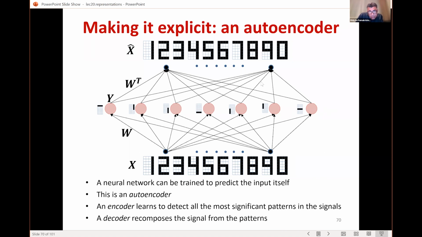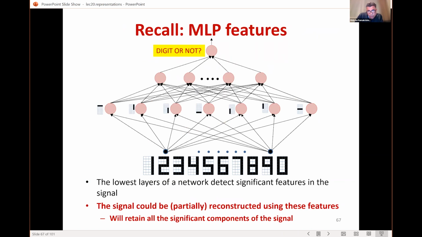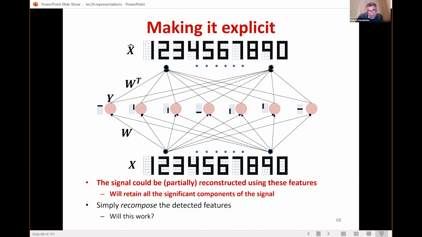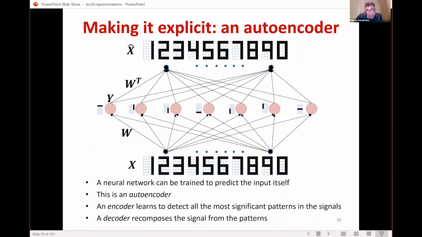And the decoder, which learns to recompose the input from these patterns. This is in fact an explicit instantiation of what I explained over here, where we said that by reassembling the weights of the perceptrons that fired, we could reconstruct the input. So here, I'm actually trying to train the network to do just this.